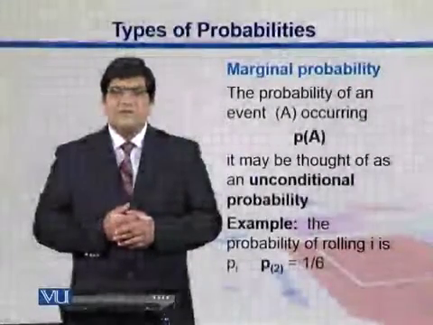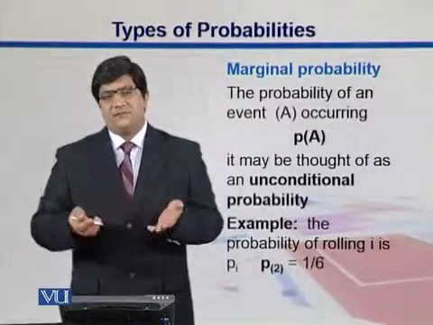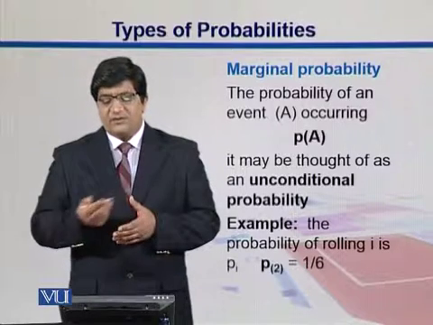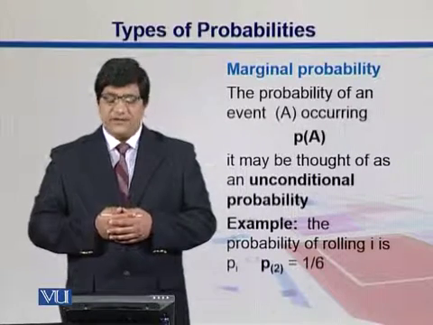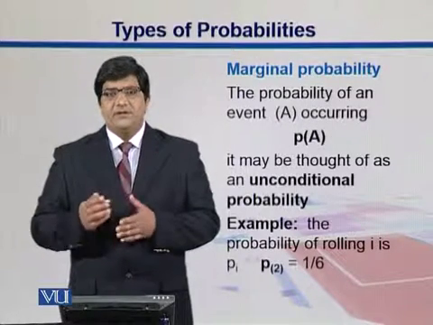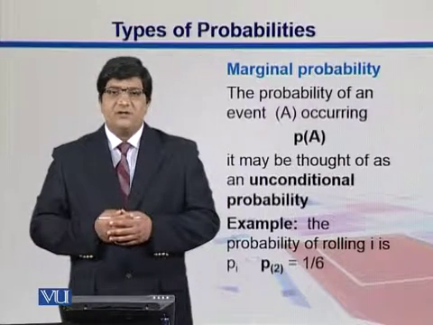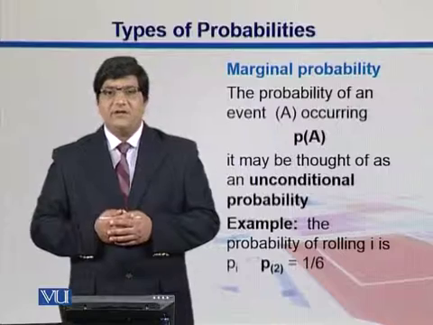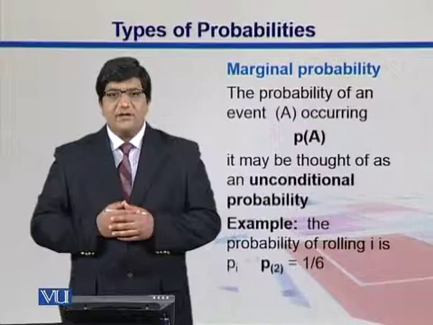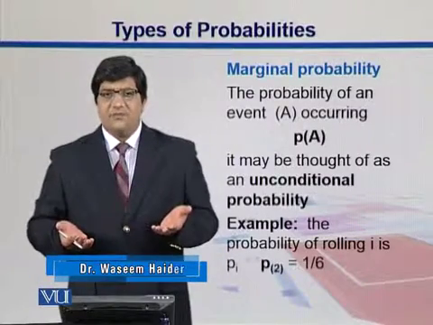Let's take some types of probabilities which we will obviously use in our gene finding kind of problems. One amongst them is the marginal probability. Marginal probability is the probability of an event occurring. So it's the individual probability of something. For example, if you want to know the probability of event A, its marginal probability is P of A. It may be thought of as an unconditional probability. It is not linked with anything else. It's just the probability of seeing that event.